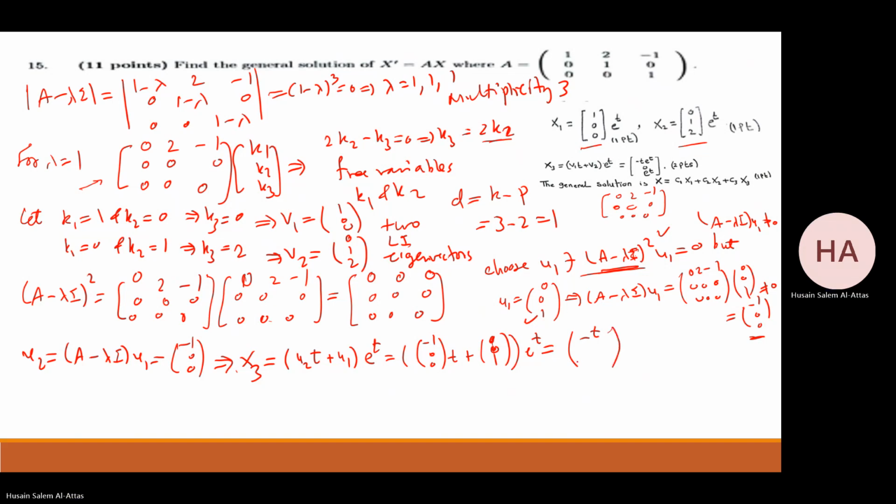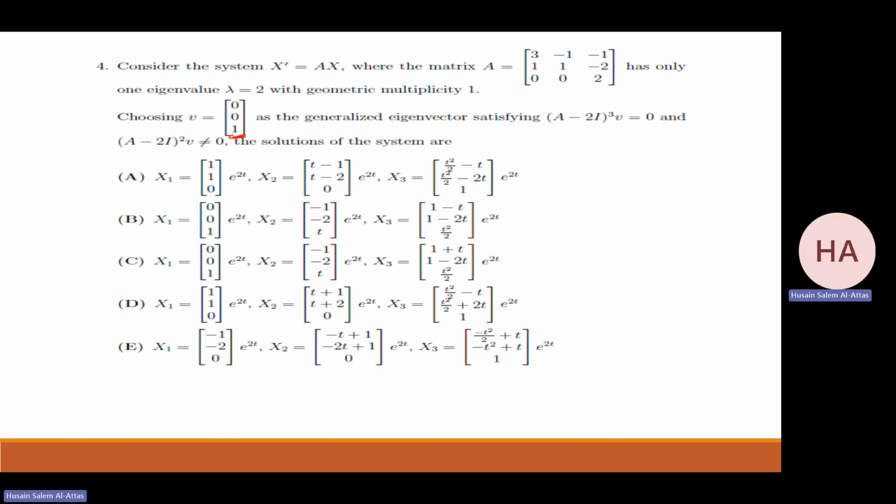And that gives me minus t, 0, 1, times e to the power t. Which is this one, yeah. And the other two are there. So my general solution, X, will be C1 X1 plus C2 X2 plus C3 X3.